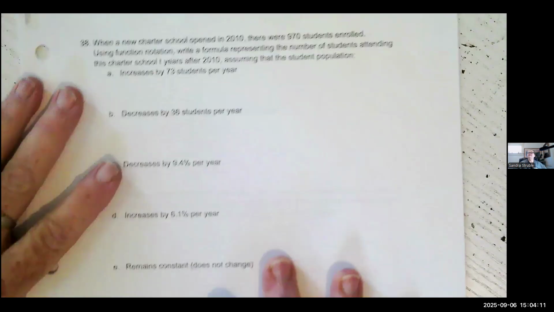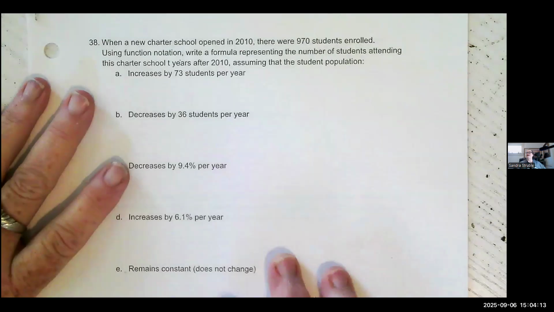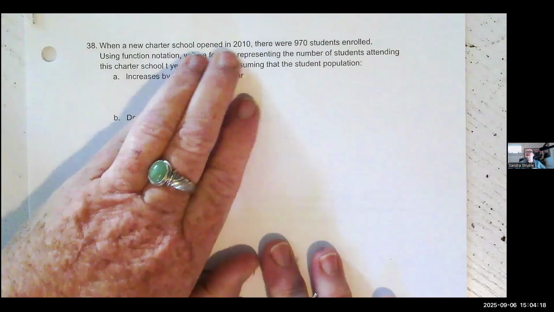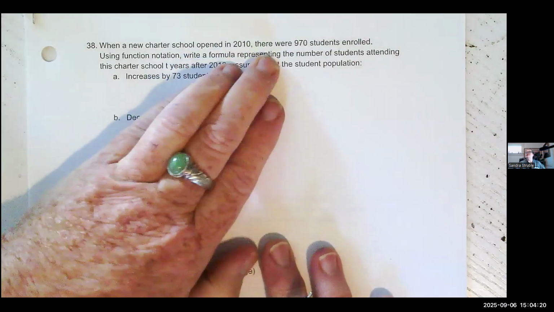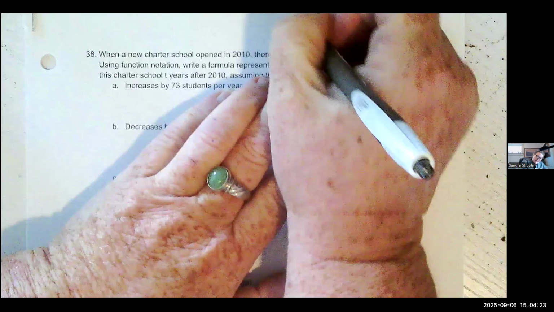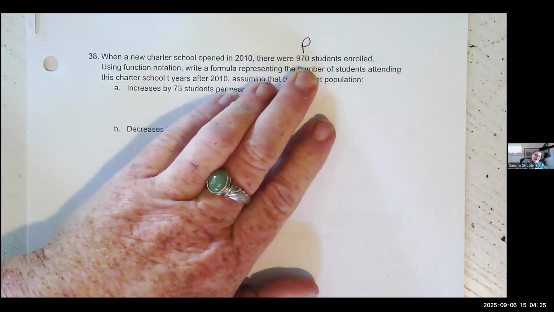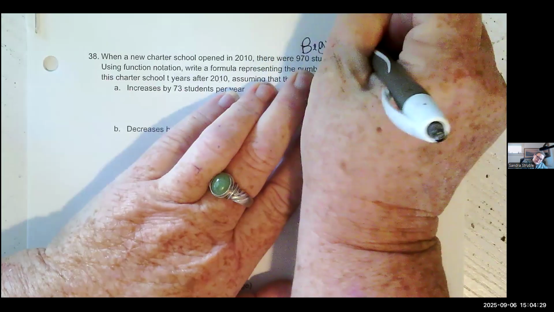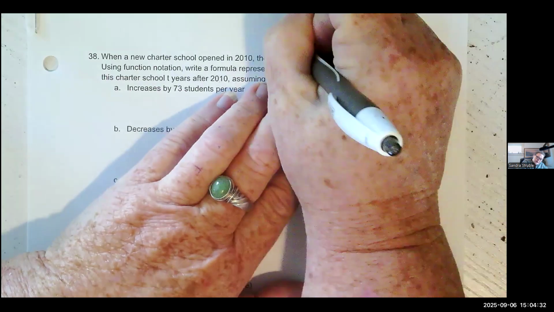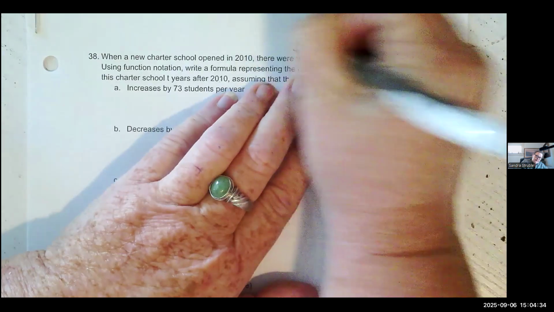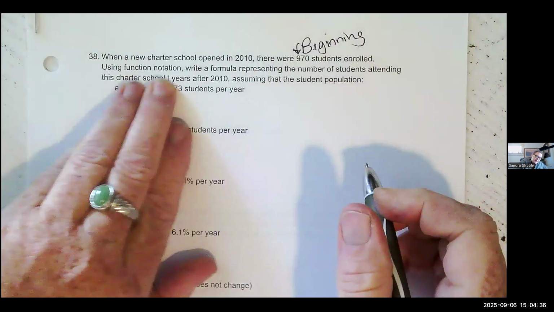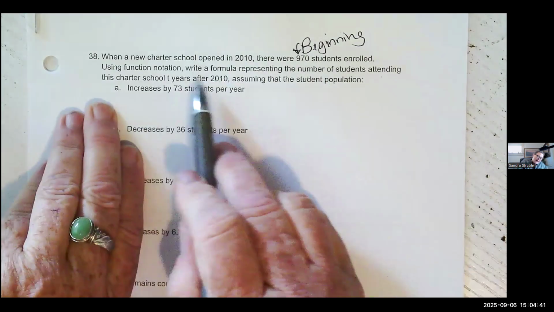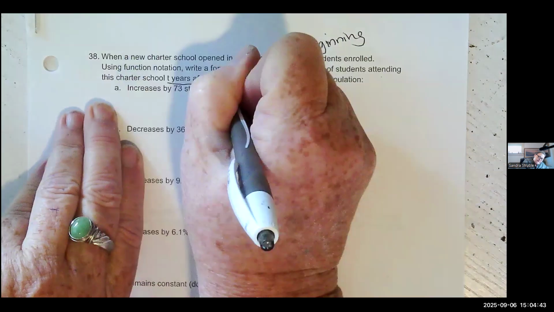Okay. Now we are going to write some functions. I don't know if they're exponential or not. When a new charter school opened in 2010, there were 970 students. That is my P. No matter what's happening, I'm just going to write beginning. That's my beginning number, because I don't know if this is going to be a linear function or exponential. There's my beginning number.